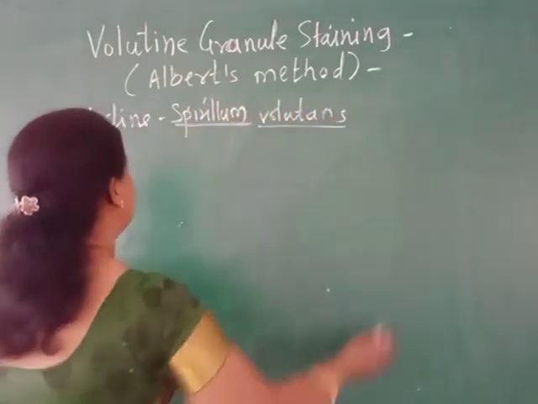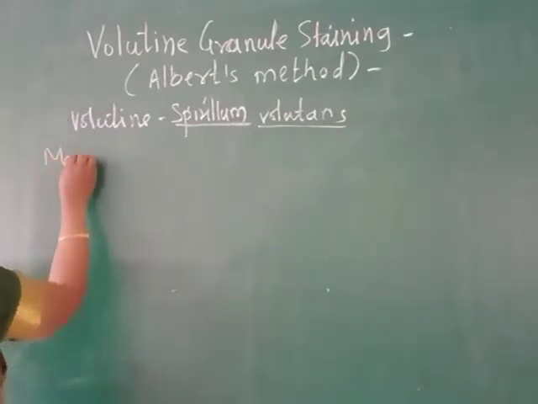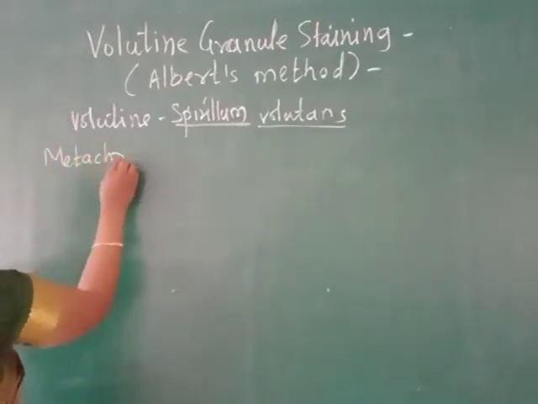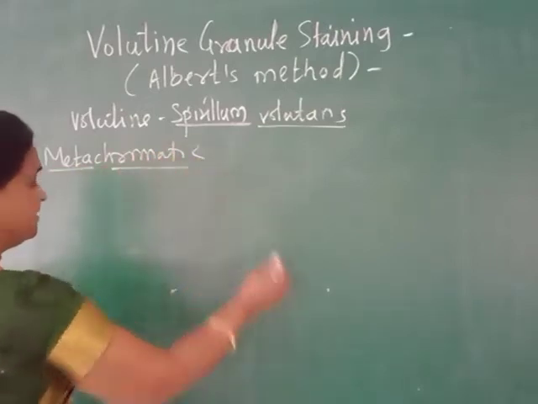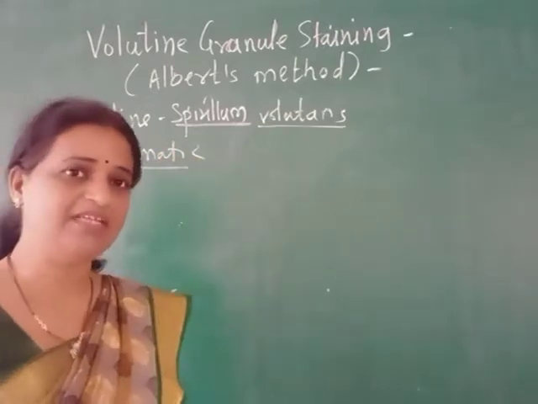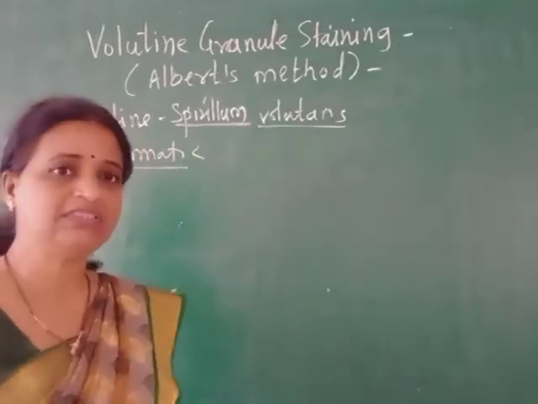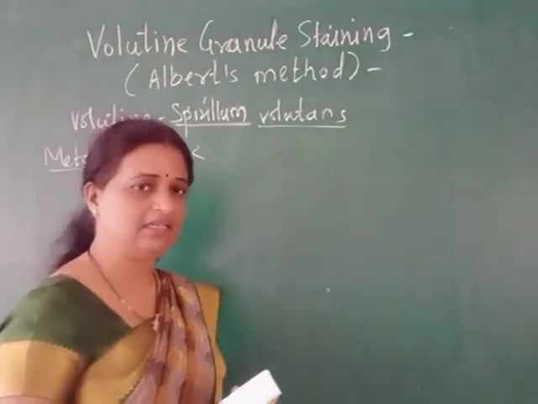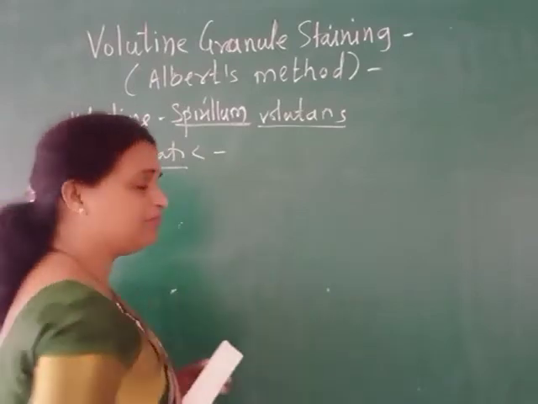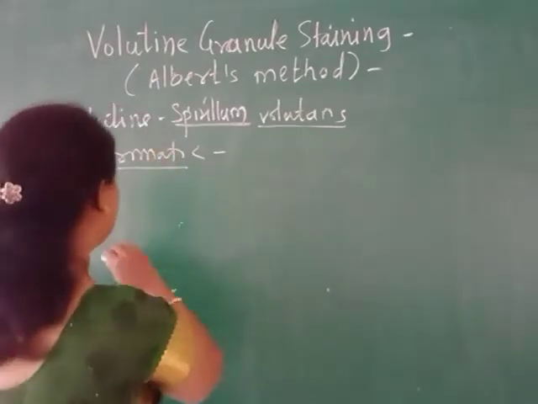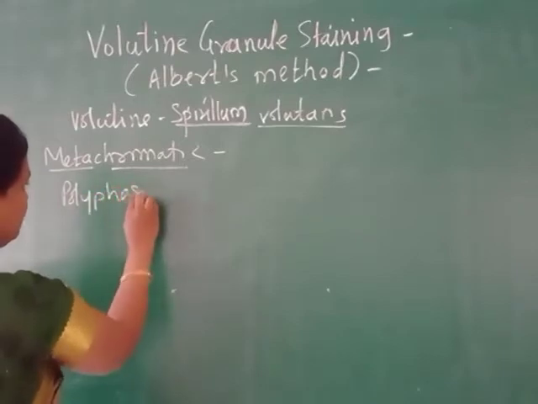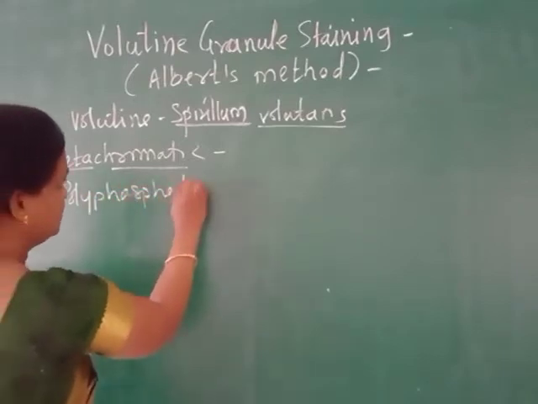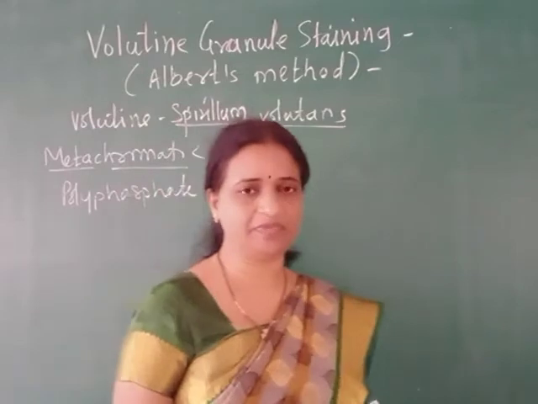Secondly, these granules are also called metachromatic granules. Now why are they called metachromatic? Because the word metachromatic, meta means different, chromatic means color. These granules have the property to change the color of the stain, and that's why they are called metachromatic granules. These same granules are also called polyphosphate granules. Now why are they called polyphosphate? Because these are the storage of phosphate.